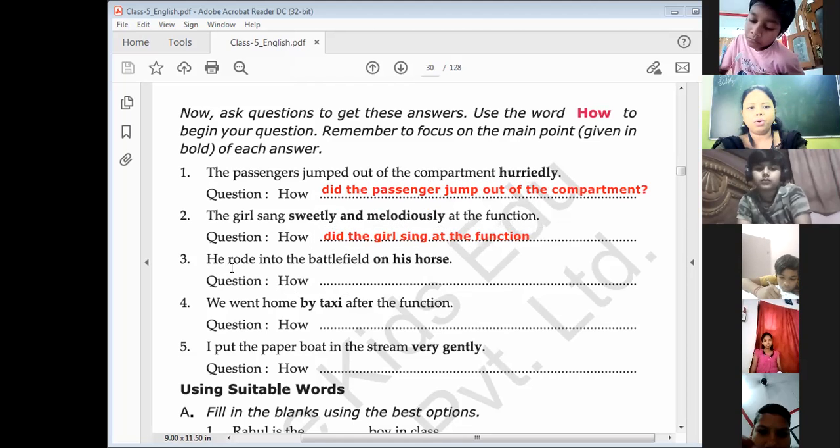Next is: he rode into the battlefield on his horse. This is the sentence, and now we have to make the question from this sentence. Understand?